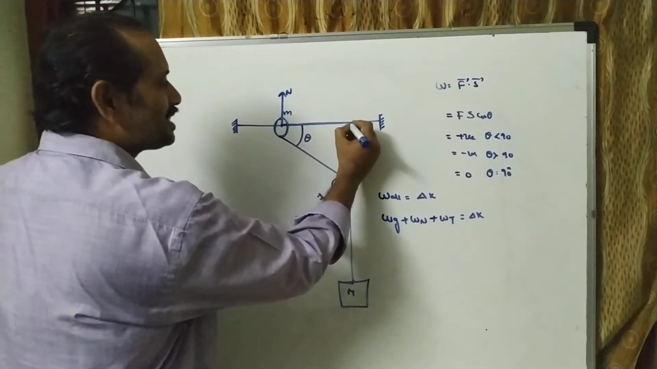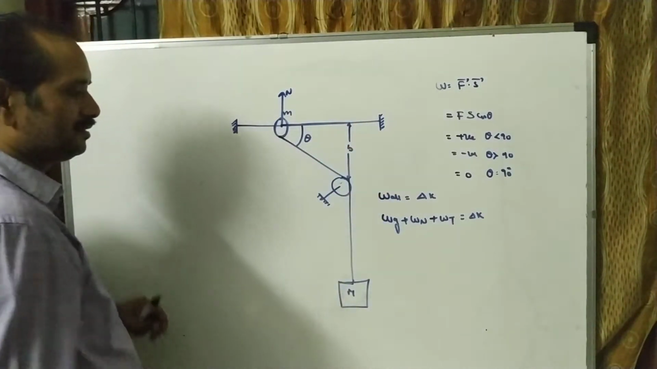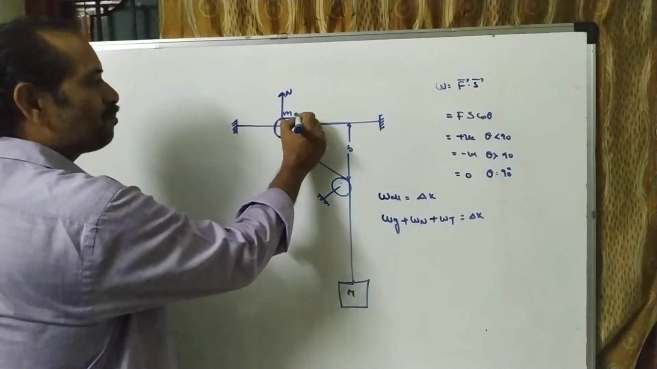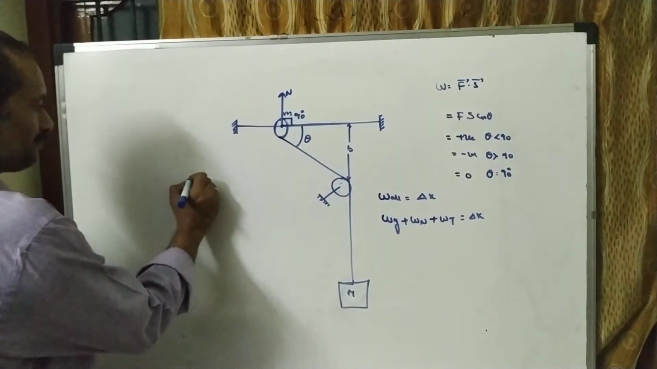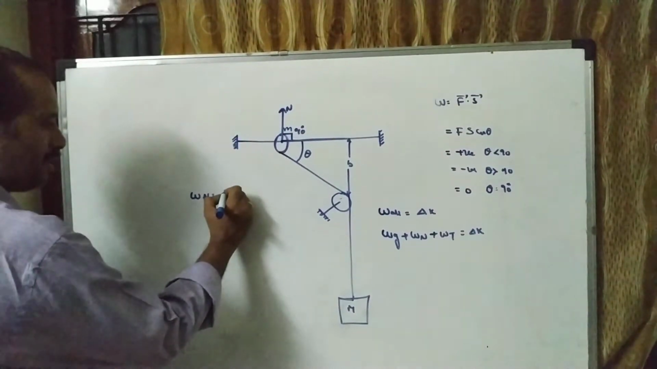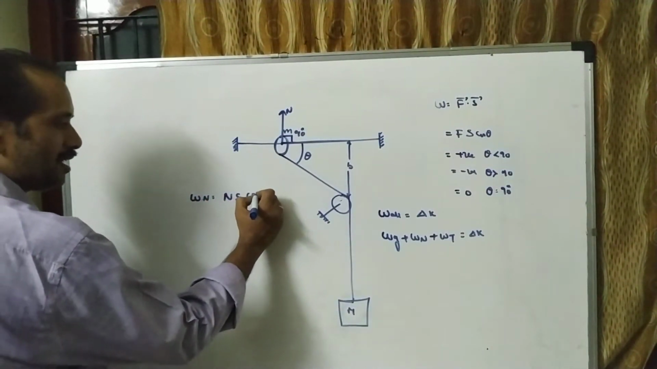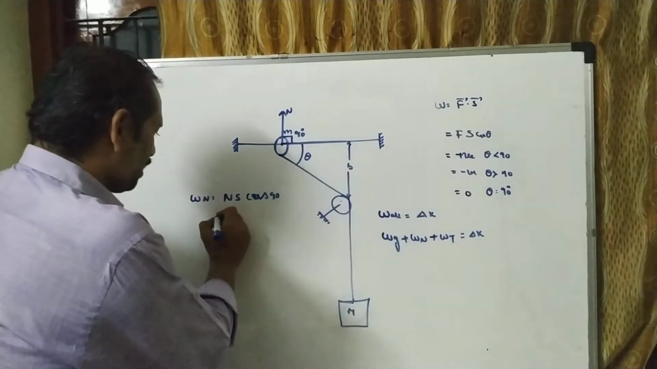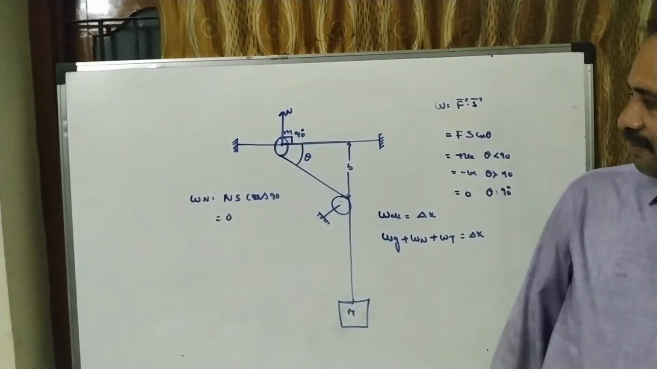How can the ring move? Horizontally, and the distance given is B. Force and displacement are perpendicular, so work done by the normal reaction is N into S cos 90, which is 0.